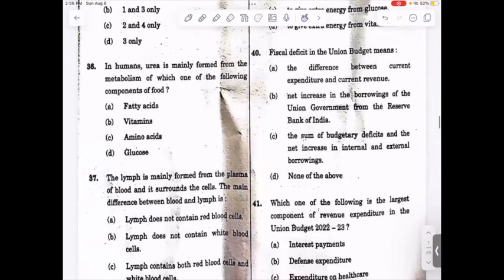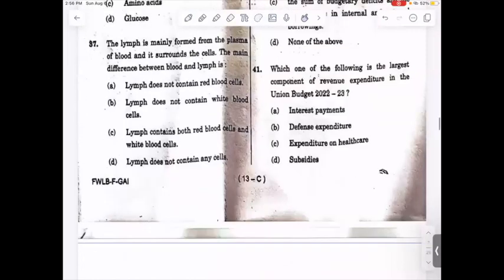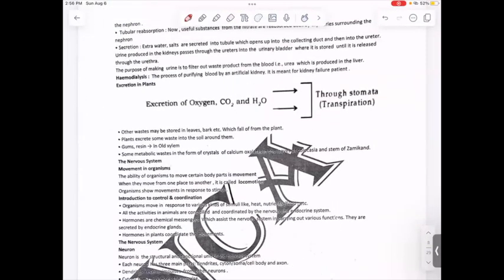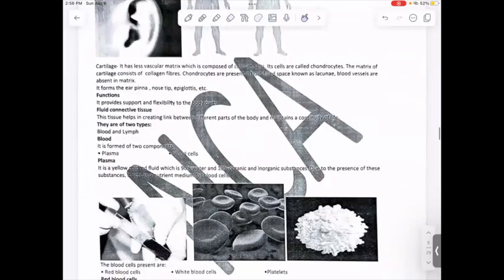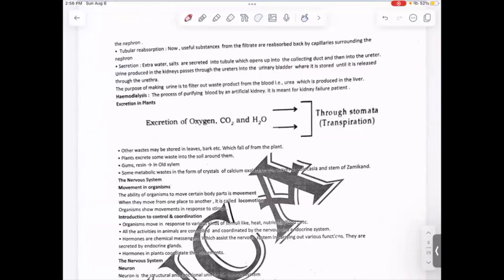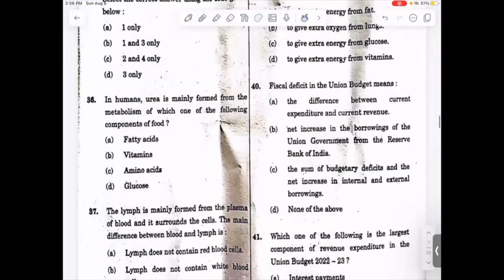Okay, in humans, urea is mainly formed by metabolism of which of the following compounds? So see, urea is formed by the liver. It is formed because of the metabolism of proteins. So here it is written, right, urea. Urea is a nitrogenous compound. It is formed by metabolism of nitrogenous compounds. So the answer is amino acids or proteins.